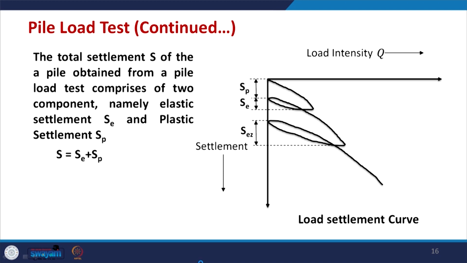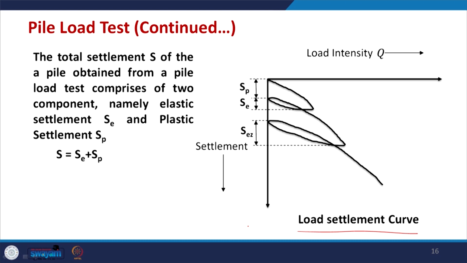So using this, let us discuss one of the typical pile load tests, which is the total settlement. You could see in this graph, it is called the load settlement curve, and in this load settlement curve you have load intensity here and settlement here. So the total settlement consists of two parts, one is called elastic settlement and another is called plastic settlement.